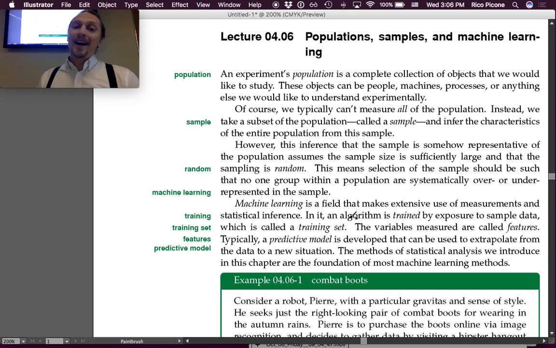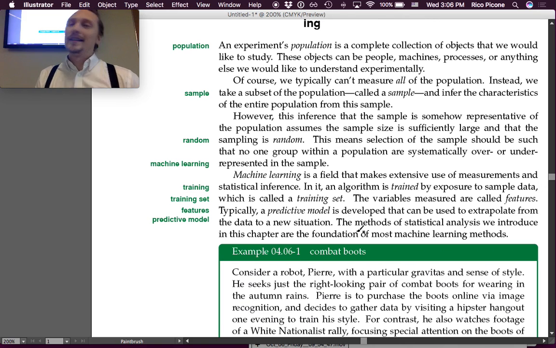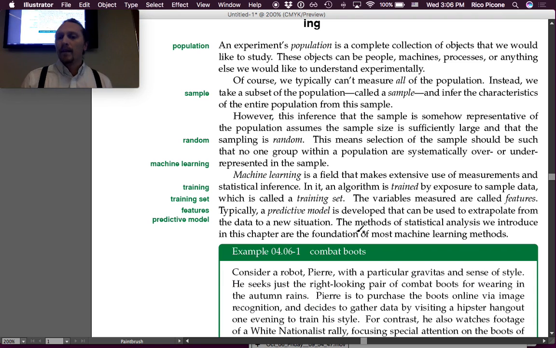Good. So now is the part where you're like, okay, boring, statistics, and then, oh wait, machine learning is a field that makes extensive use of measurements and statistical inference. In it, an algorithm is trained by exposure to sample data, which is called a training set. The variables measured are called features. Typically, a predictive model is developed that can be used to extrapolate from the data to a new situation. The methods of statistical analysis we introduce in this chapter are the foundation of most machine learning methods.